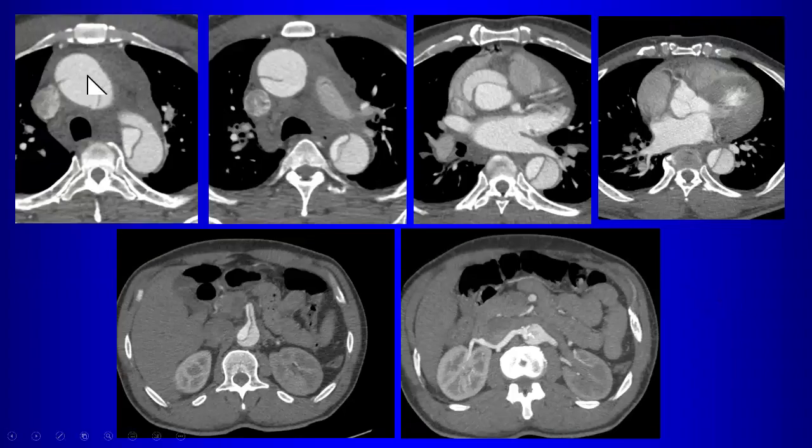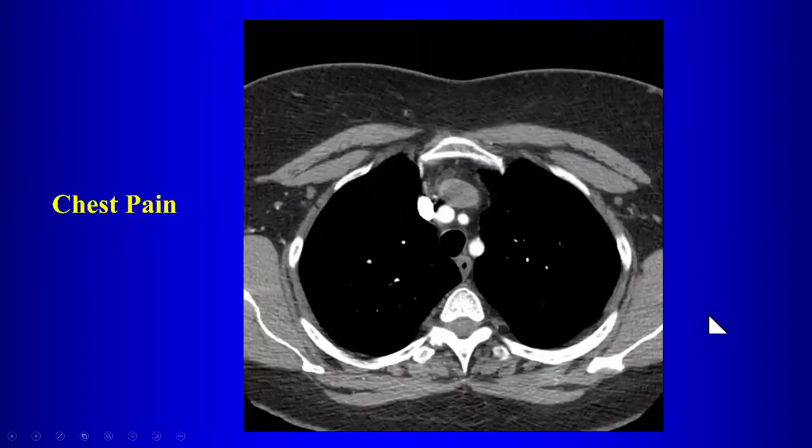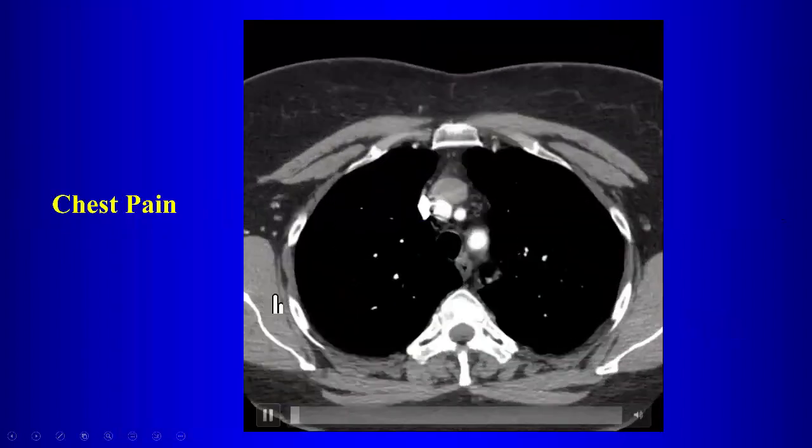So we can see the entry tear here in the ascending aorta. There's the false lumen there. And then you can see that it extends down. Here's the false lumen. Often the false lumen tends to go to the left side, so we can see the left renal artery coming off the false lumen. That's pretty common, while the right renal artery comes off the true lumen. Here we can also see the dissection flap extending into the superior mesenteric artery. Okay? So that's a true type A.